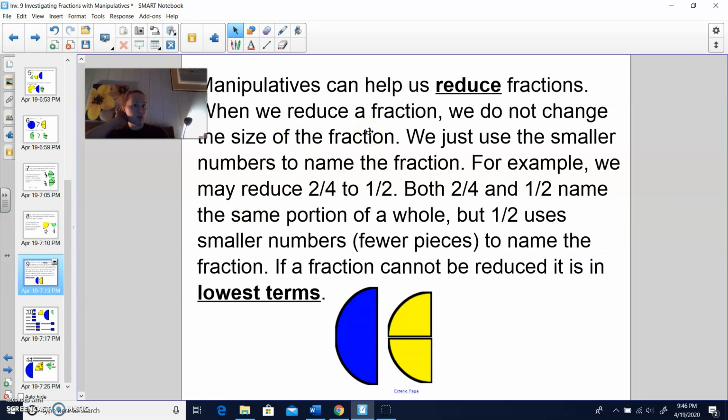Okay, manipulatives can help us reduce fractions. When we reduce a fraction, we do not change the size of the fraction. We just use smaller numbers to name the fraction. For example, we may reduce 2/4 to 1/2. Here I have 2/4 and here I have 1/2. They're both the same amount. They're the same portion of a whole, but 1/2 uses smaller numbers or fewer pieces to name the fraction. So 1/2 and 2/4 is the same, but 1/2 is using smaller numbers. If a fraction can't be reduced, it's in the lowest terms.